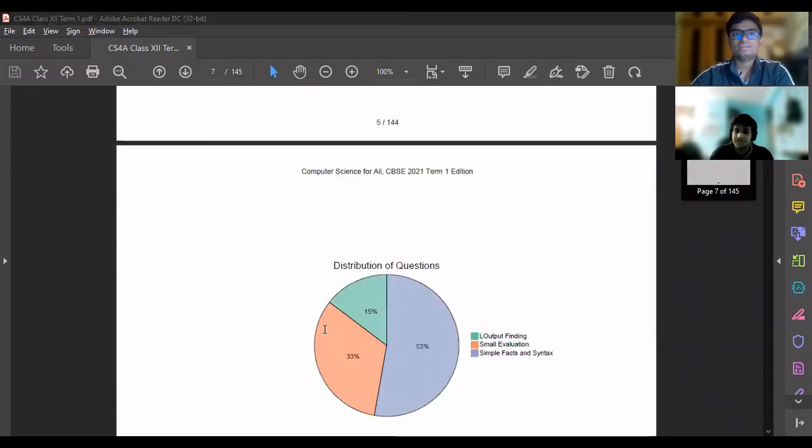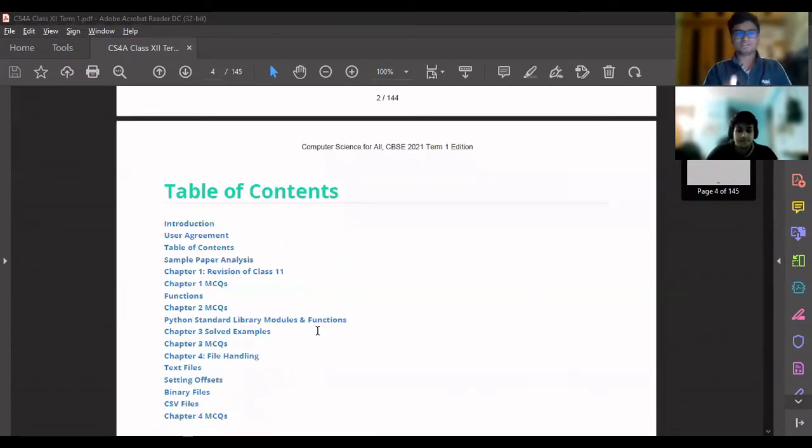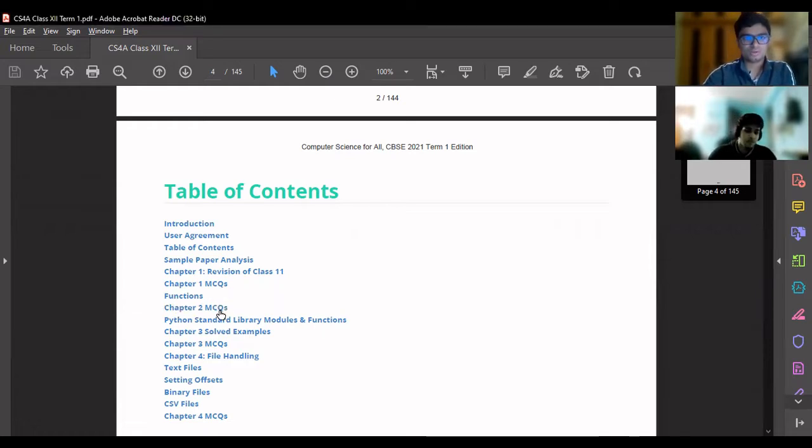All right. So other than that, not only does this book have the sample paper analysis, we have, like you can see, the table of contents. For each and every chapter, we have the detailed theory, which is not just restricted to what's written in the NCERT. There are more things as well, because the computer science subject is very vast and it's not just limited to the NCERT. So let's, for example, take up chapter 2.